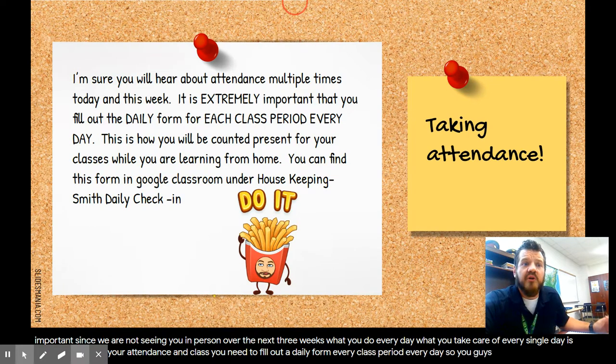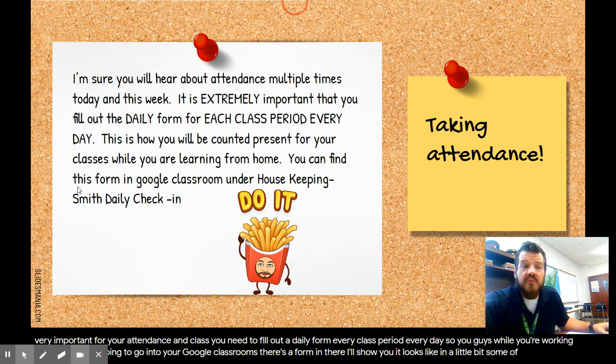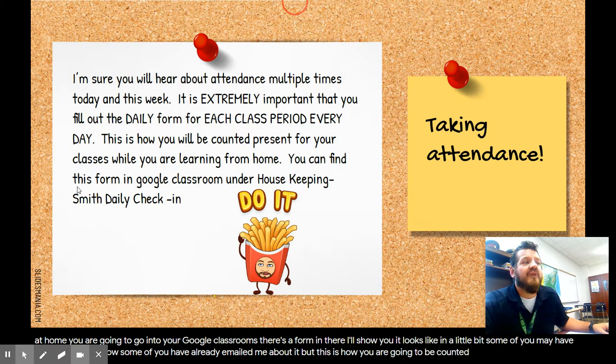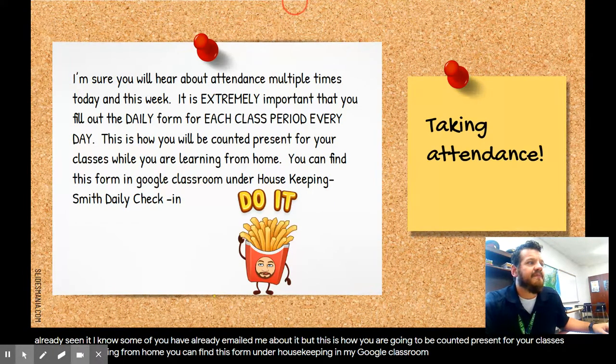So you guys, while you're working at home, you are going to go into your Google Classrooms. There's a form in there. I'll show you what it looks like in a little bit. Some of you may have already seen it. I know some of you have already emailed me about it. But this is how you are going to be counted present for your classes while you are learning from home. You can find this form under housekeeping in my Google Classroom, and it's listed as Smith Daily Check-in.